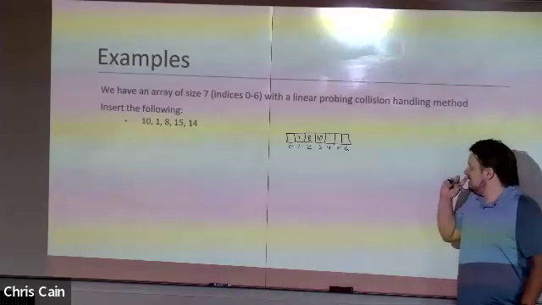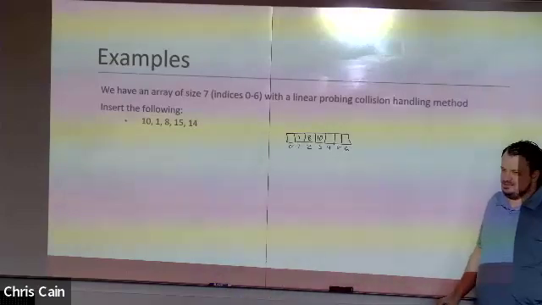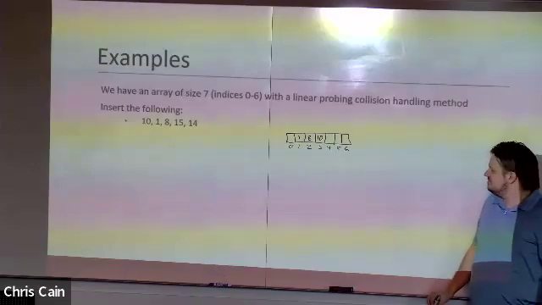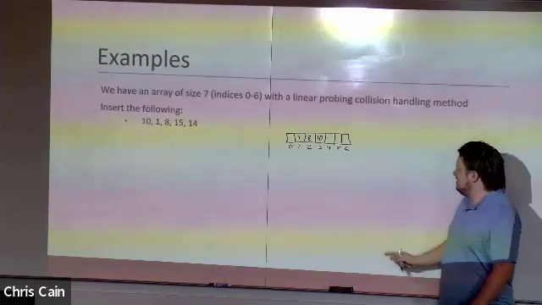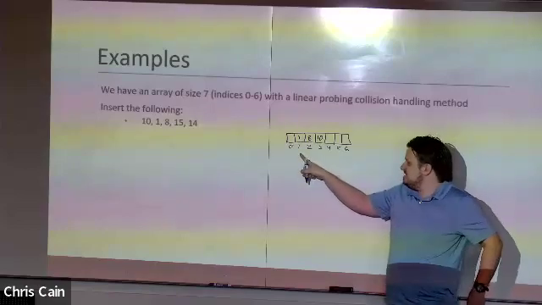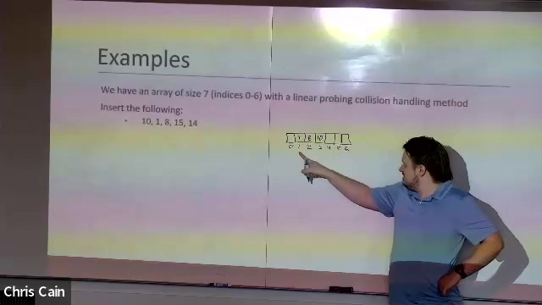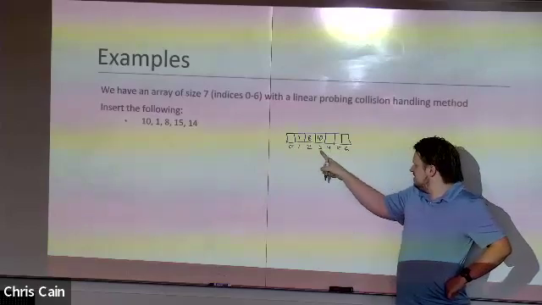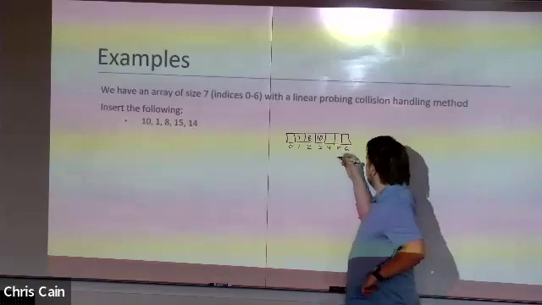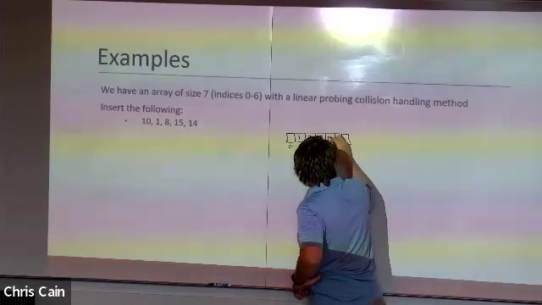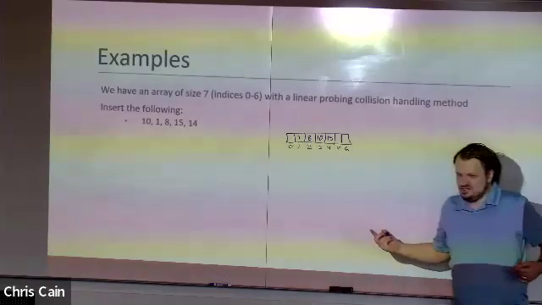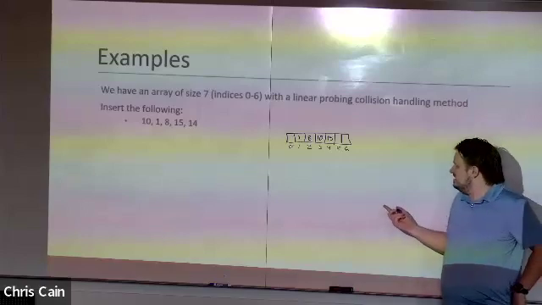How about 15? Where does that want to go? Yes, it wants to hash to 1 because 15 mod 7 is 1. There's something there, there's something there, there's something there. So 15 now goes here. And we're starting to see this whole clustering thing happening already.